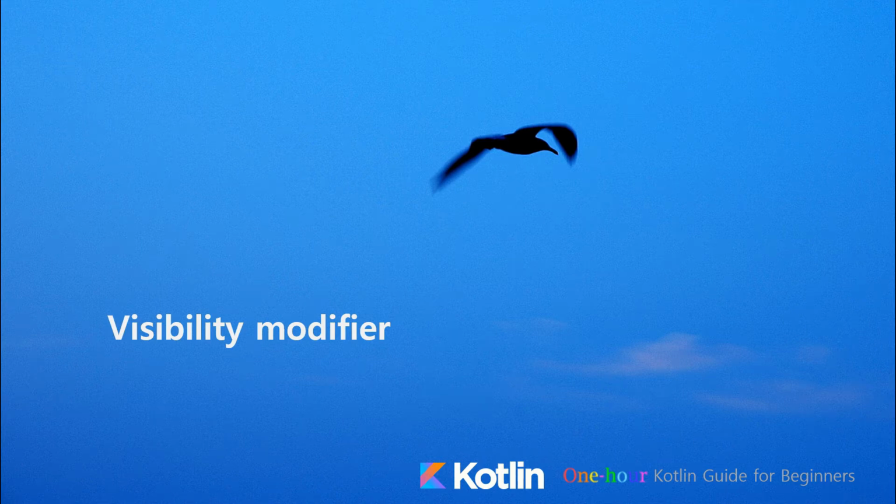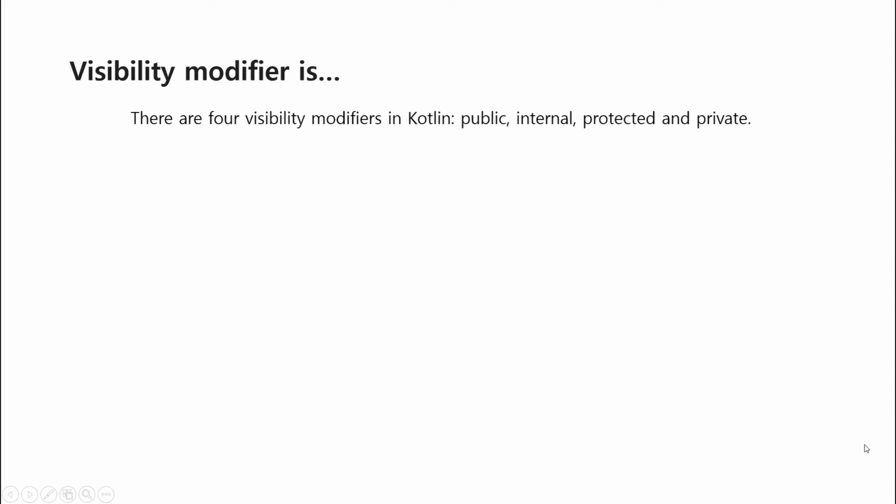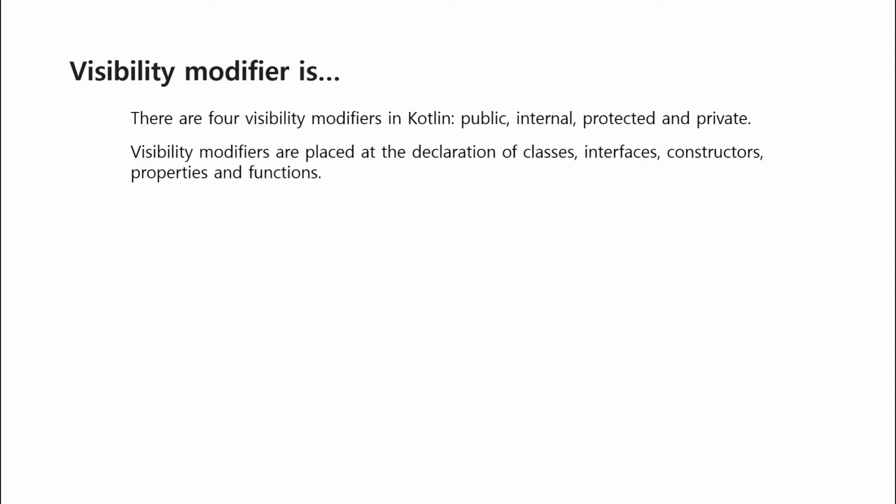Let's talk about visibility modifier. Kotlin provides 4 visibility modifiers: public, internal, protected, and private. The visibility modifiers can be used at classes, interfaces, constructors, properties, and functions. Obviously, based on the modifier, the visibility scope will be different.